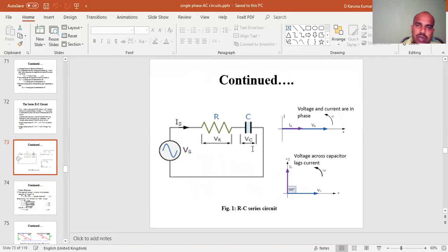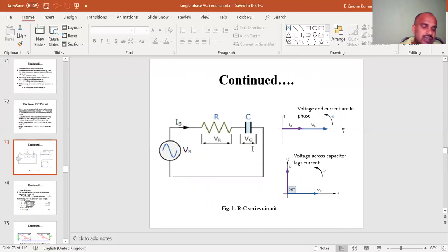Voltage across the resistance: in the phasor diagram, the voltage and current are in phase in a resistance. But in a capacitance, the voltage across the capacitor lags the current by 90 degrees. The phase angle between the current and the capacitor voltage is 90 degrees.